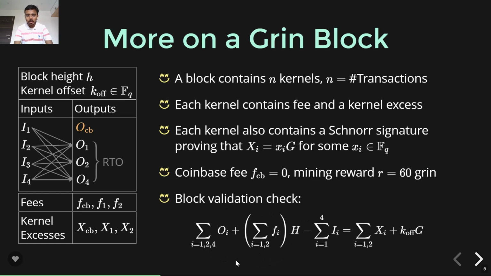However, there would be some coefficient of the base g, and to balance that we have this right hand side. Other than this, the kernel excess and the kernel offset times g term is used to ensure that in a transaction, if two people are involved, they do not get any information about each other's blinding factors.